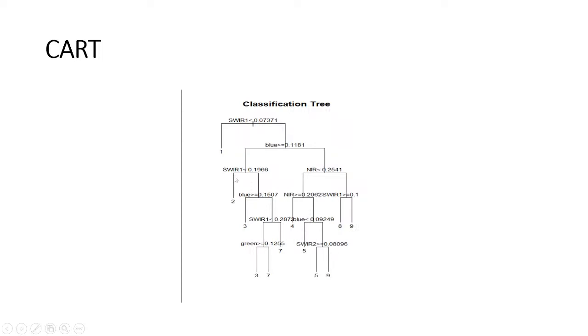Final result, in this time I can get the 1. So this is the 1, this is the 2 class, this is the 3 class, this is the 4 class. So basically CART is mainly used to create this type of classification tree and check the result.